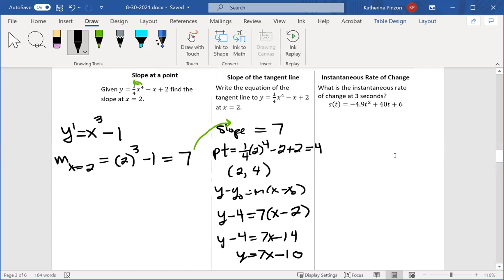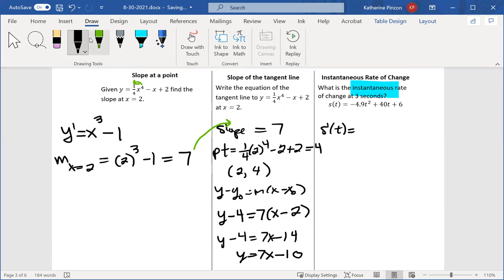What is the instantaneous rate of change? Instantaneous means the derivative, right? At 3 seconds. So what do I need to do to this? Find the derivative and plug in 3. Okay, let's find the derivative. These are all just power rules again, right?